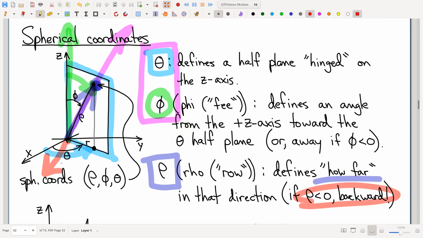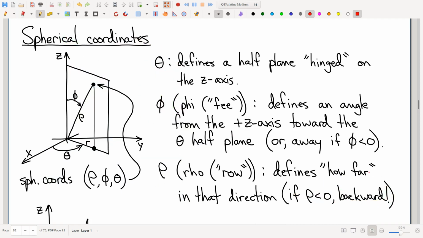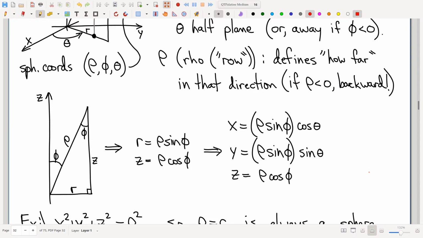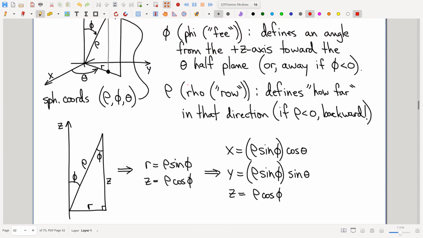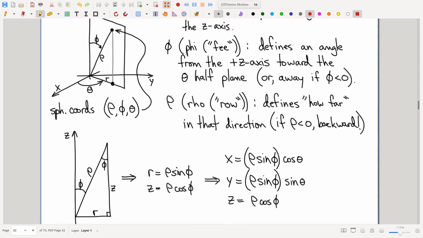Okay, all righty. So with all of that said, what are the conversion formulas? Let's see, I got to squeeze all of this in so it'll all fit on the same. There we go. You can look at this triangle here, which I like to sort of redraw it like this.